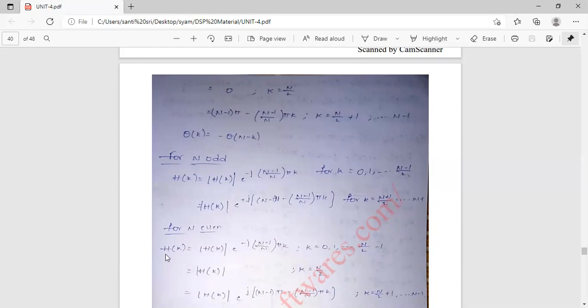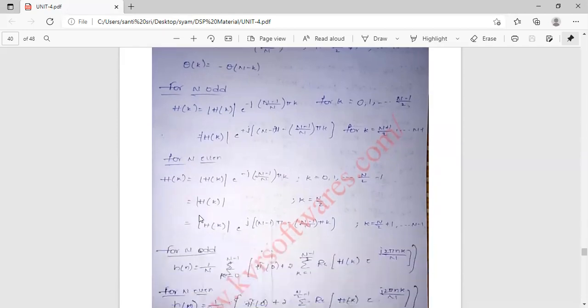For n even, h of k equal to mod h of k into e power minus j n minus 1 by n into 5k, where k is varying from 0 to n by 2 minus 1, or it is equal to mod h of k for k equal to n by 2, and it is mod h of k into e power j n minus 1 into 5 minus n minus 1 by n into 5k for k equal to n by 2 plus 1 to n minus 1.